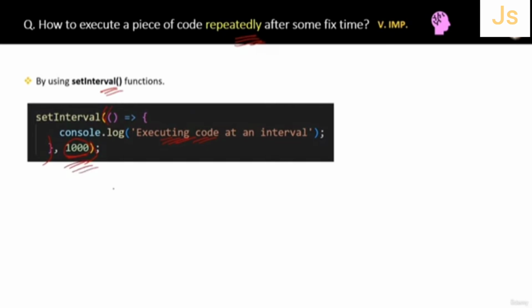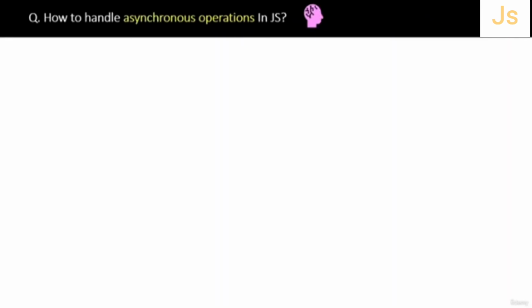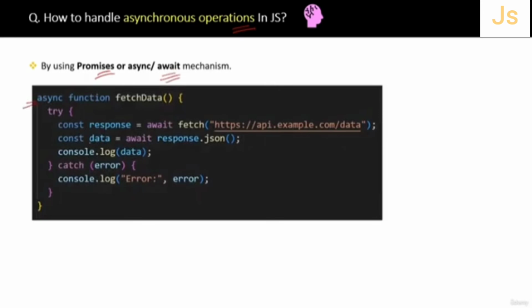That is the answer. How to handle asynchronous operations in JavaScript? Simple, by using promises or the async await mechanism. Here is a sample code for async await. This is just the sample high level code, not the complete one.